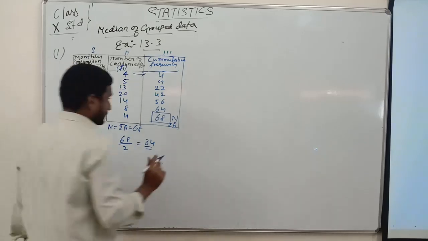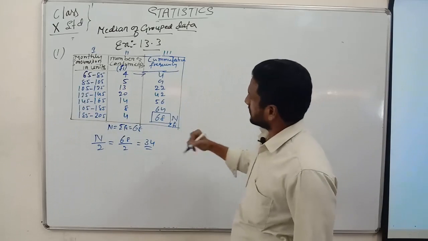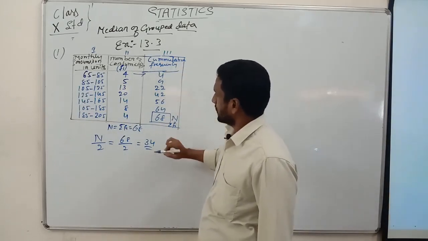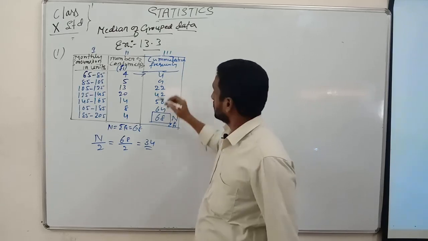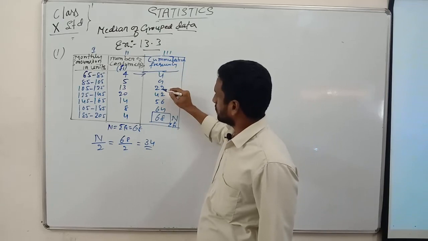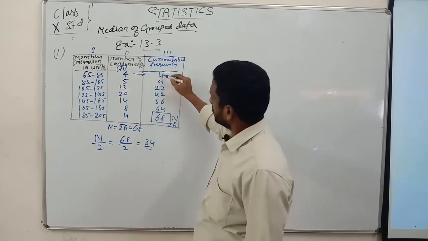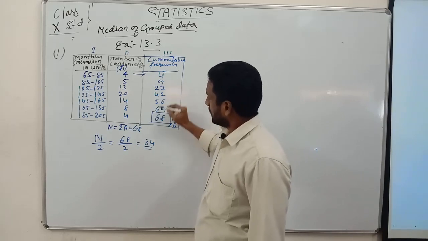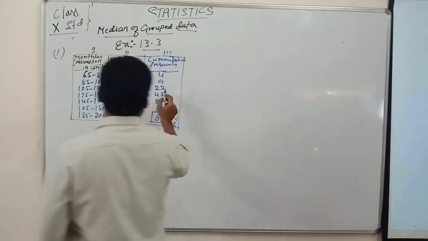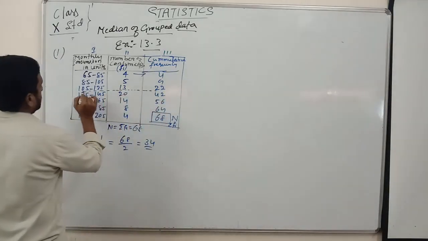Next, where does this 34 fall in the cumulative frequency, the third column? 0 to 4 will not come, 0 to 9 will not come, up to 22 will not come, 34. So from 0 to 42, the value 34 comes here. Therefore you do one thing here: this 42 we can mark here.